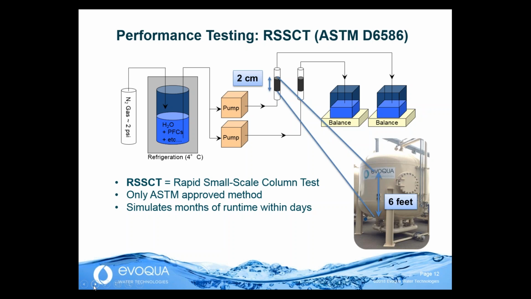As Caitlin mentioned earlier, each water is unique. And we see this as particularly important with these compounds. Because they occur at nanogram per liter levels, we're left with a lot of influence from the other background organic matter in the water. So starting with the shortest term approach is the rapid small scale column test.